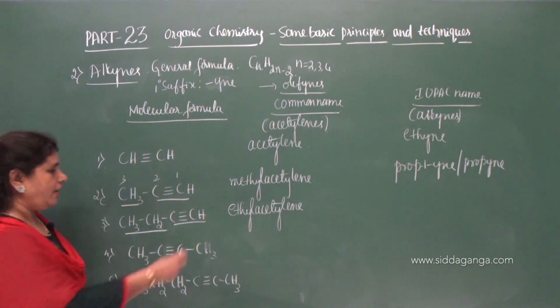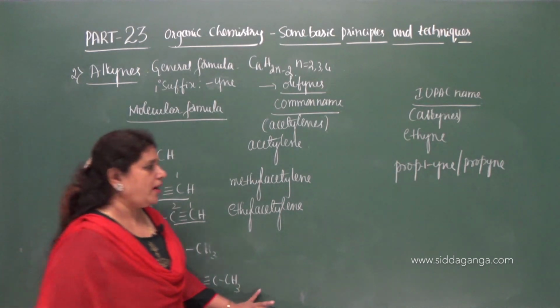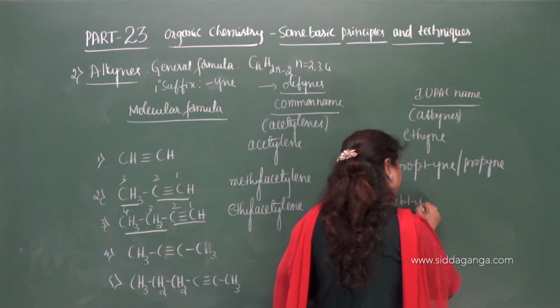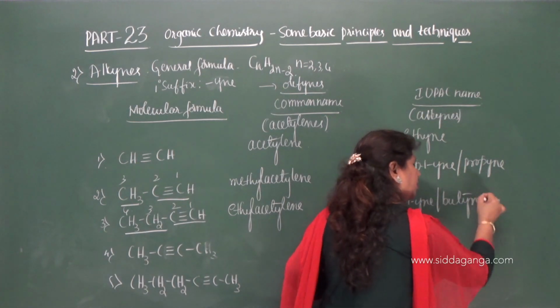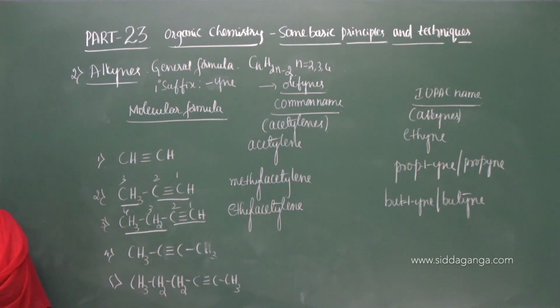Now give the IUPAC name. 1, 2, 3, 4. But-1-yne or butyne is the IUPAC name.